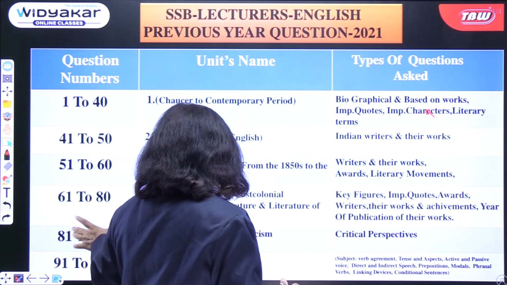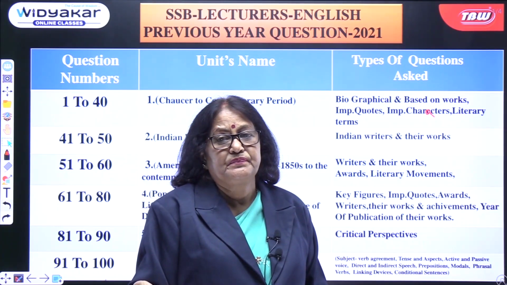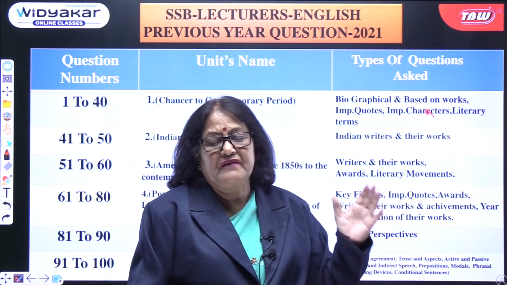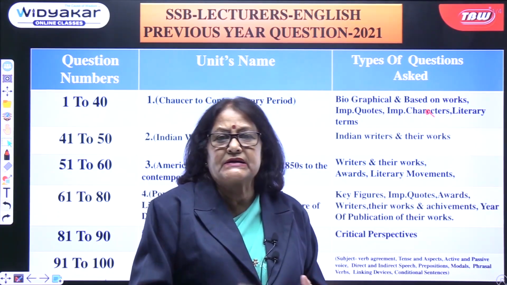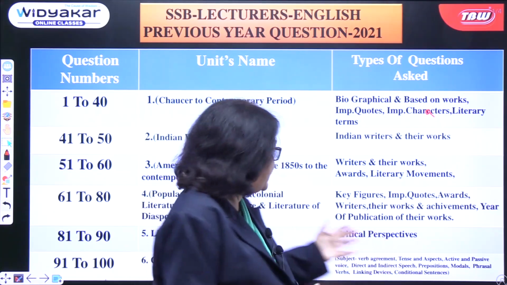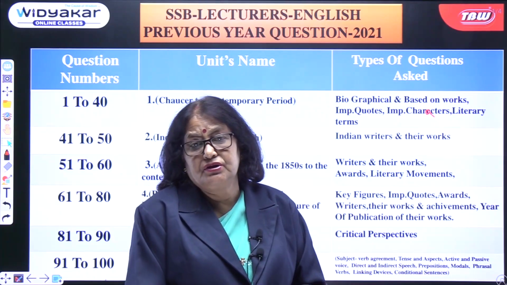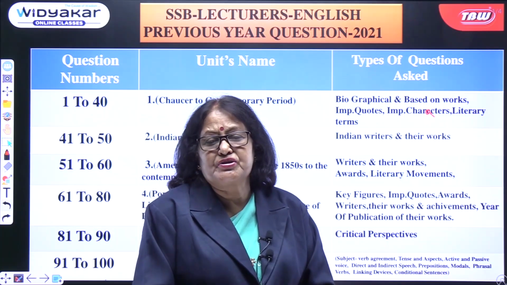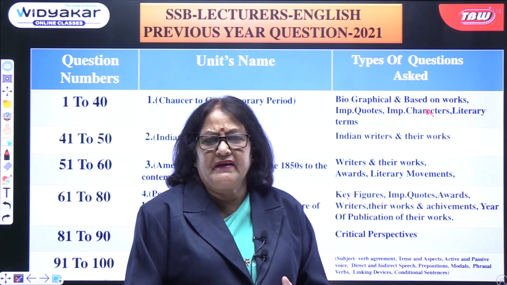Then from 81 to 90, these 10 questions are from literary theory and criticism, right from Aristotle to the present. So you have Aristotle, the classical criticism, then romantic criticism, then modern criticism, new criticism, structuralism, post-structuralism, and all these. So the critical theories of the writers, like theories of new criticism, then you have deconstruction by Jacques Derrida. These are the things from which questions normally come.